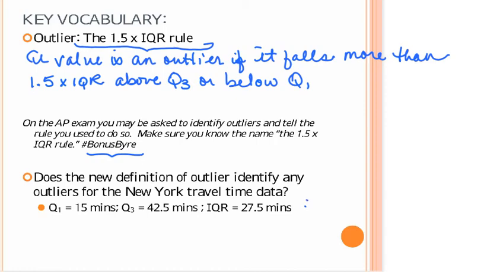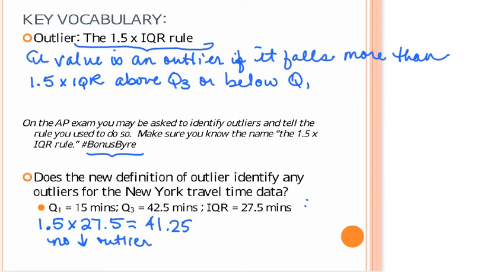Well, 1.5 times our IQR, which is 27.5 minutes, equals, let me use my handy dandy calculator, 27.5 times 1.5 is 41.25. Wow, that's a lot. And we're going to add that to quartile 3, or subtract it from quartile 1. Subtracting from quartile 1 would give a negative number, so there's no lower outliers. And adding it to quartile 3 gives 83.75.